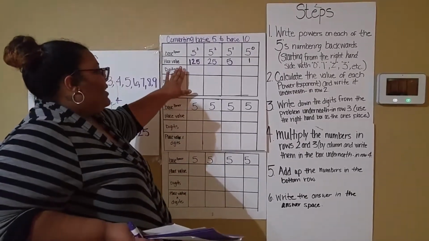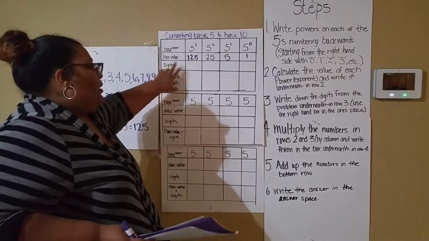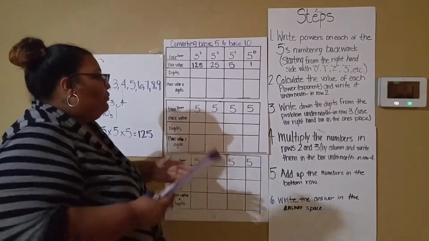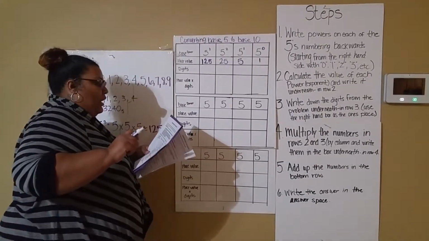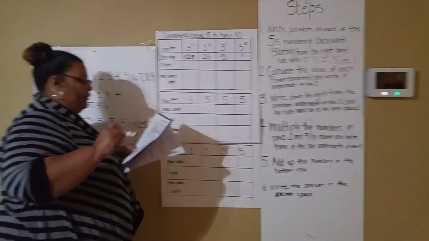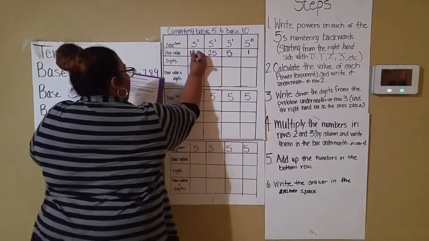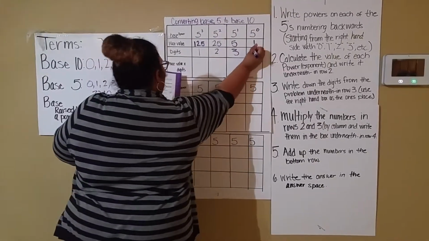Third step is we will write down the digits from the problem underneath in row 3. We'll use the right-hand box as the ones place. Our problem is to convert 1,231 with a base power 5, and we'll write that 1, 2, 3, and 1.